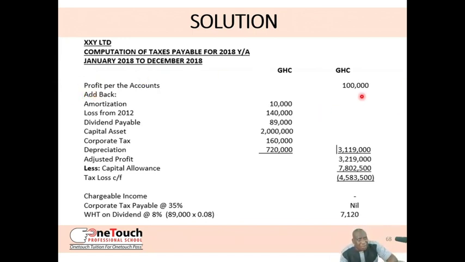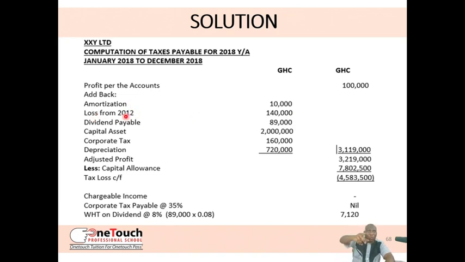Now, you were told that they have included the amortization of the goodwill in the profit. And we said goodwill no longer attracts capital allowance. So if they have amortized it, it will reduce the profit. So what do you do? You add it back. So that 10,000, which is the amortized value for the goodwill, you add it back.